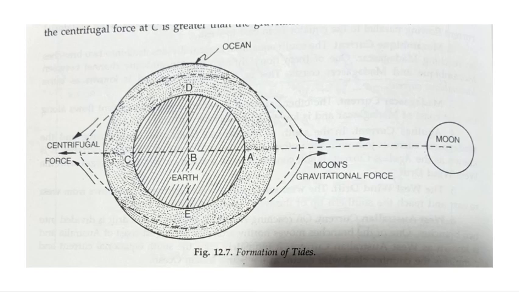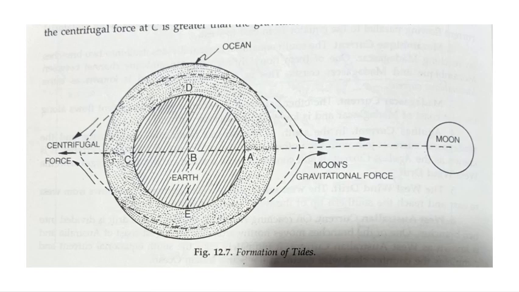Alright, so at point C, there is a high tide which is caused not due to the moon's gravitational force, but because of the centrifugal force created by Earth's rotation. So we have a direct high tide at point A because of the gravitational force of the moon. We have an indirect high tide at point C because of the centrifugal force created by the Earth's rotation.